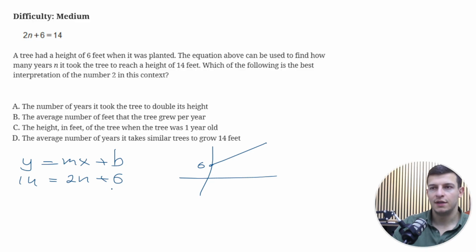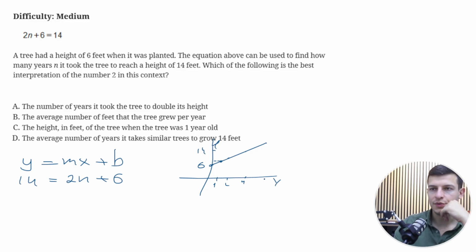n will be the year. So in year 1, when n is equal to 1, this value will become 8, right? Year 2, it will become 10. 2 times 2 plus 6. Year 3, year 4, it will become 4 times 2, 8, 8 plus 6, 14, etc. So this is year, this is height.